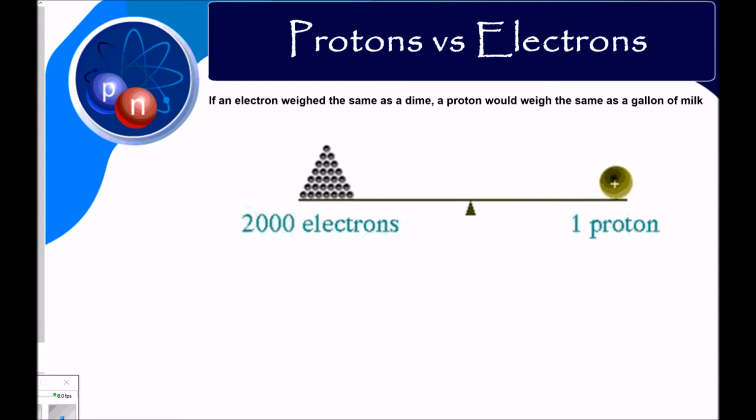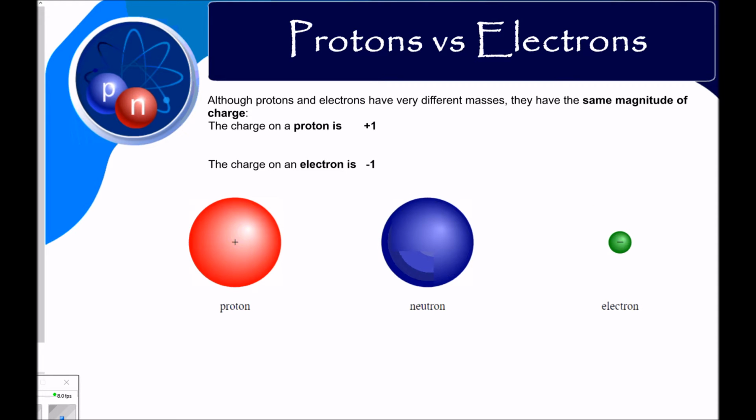Protons versus electrons. If an electron weighed the same as a dime, a proton would weigh the same as a gallon of milk. Our little picture here shows that 2,000 electrons would equal the mass of about 1 proton. So the electron is about 2,000 times smaller than a proton. Although protons and electrons have very different masses, they have the same magnitude of charge, meaning the proton is +1 and the charge on the electron is -1.